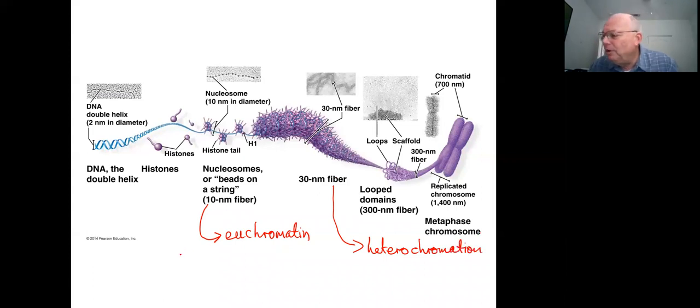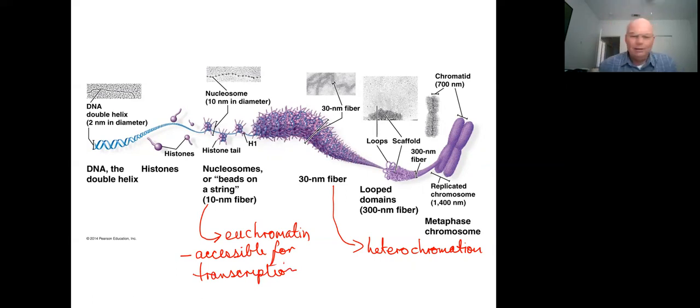So in its euchromatin form, it's at least accessible for transcription. So the genes here would be available for activation, for transcription. They're certainly available for activation if it's in the 2 nanometer form, but it's also in the 10 nanometer form. It can be active for transcription. In heterochromatin, it's inaccessible.